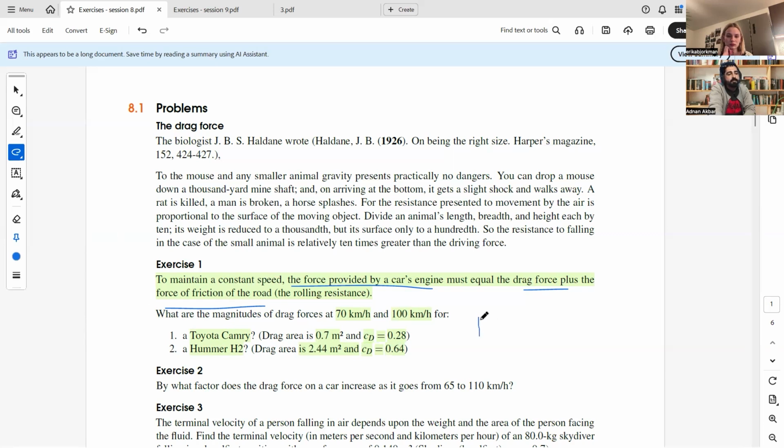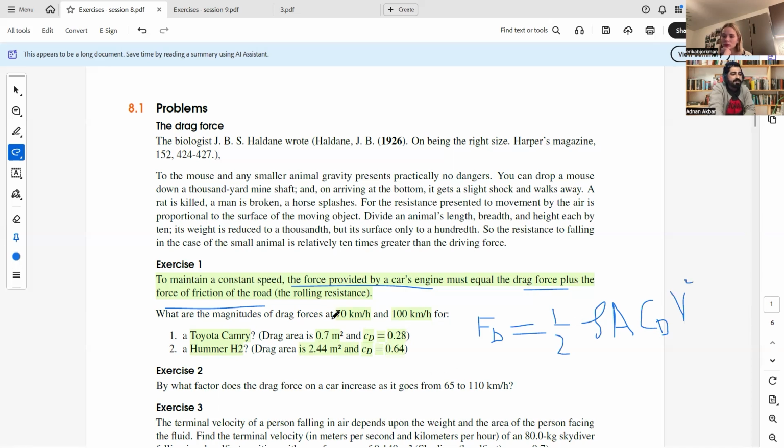But before measuring the drag force, we need to understand the formula for the drag force. We have Fd is equal to 1 by 2 rho A CD V squared. Rho is the density, A is the area, CD is the drag force constant, and V is the velocity with which one of these vehicles is traveling.